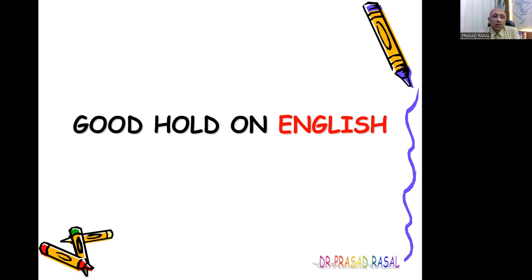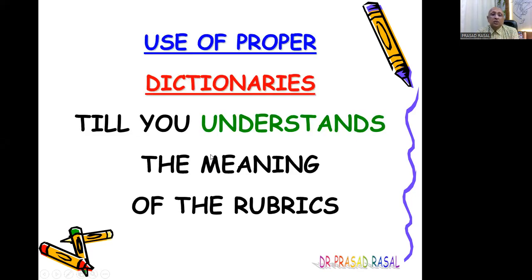The next important thing for good repertorization is a good hold on English. You have to develop your vocabulary, different words and their meanings, and how to take a good hold on English. You use the proper dictionaries till you understand the meaning of the rubrics. Every meaning you write over there. Open the repertory, open the dictionary, find out what exactly it means.